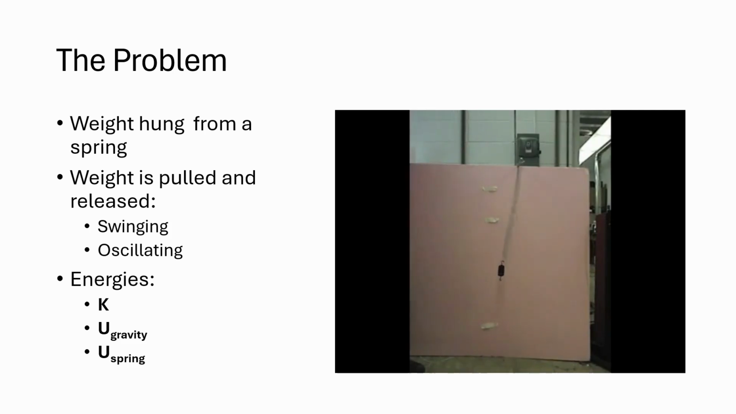The premise of the experiment is that a metal weight is hung from a spring, is pulled by a hand, and released as the video shows. This creates a complex path of travel that swings both left and right and up and down, creating a two-dimensional oscillation. For this experiment's calculations, we will need to account for different energies, which in this case will be kinetic energy, K, gravitational potential energy, UG, and spring potential energy, US.